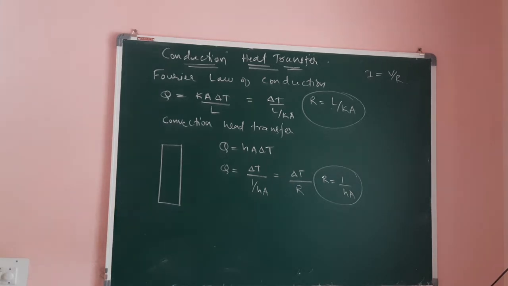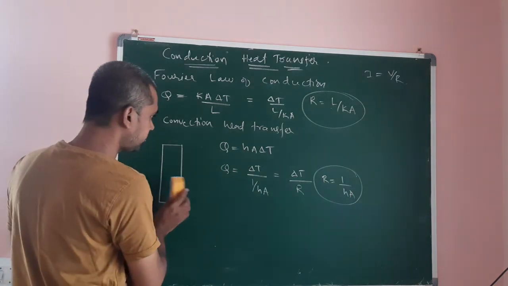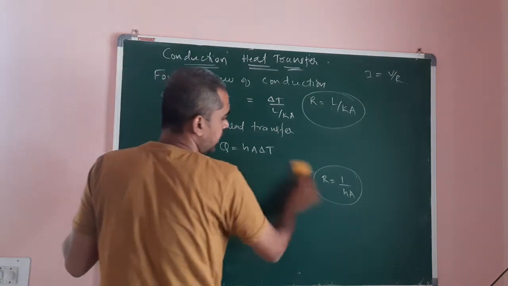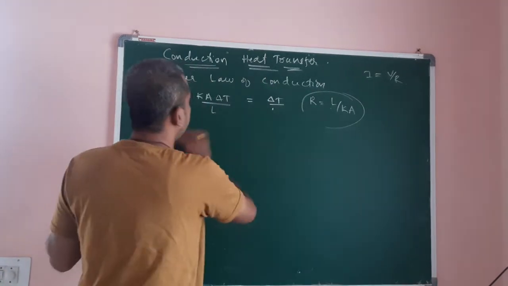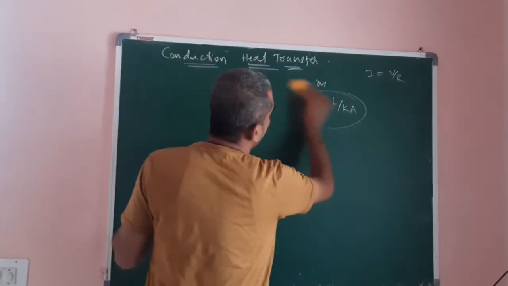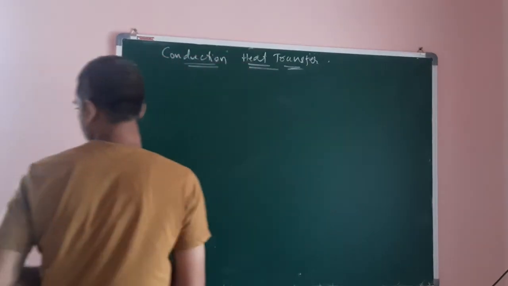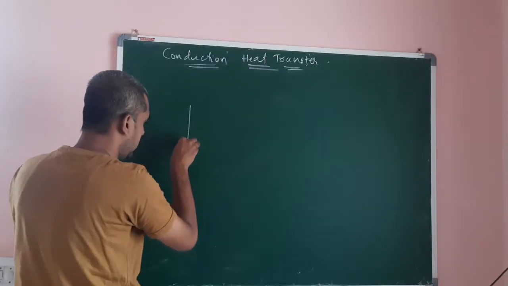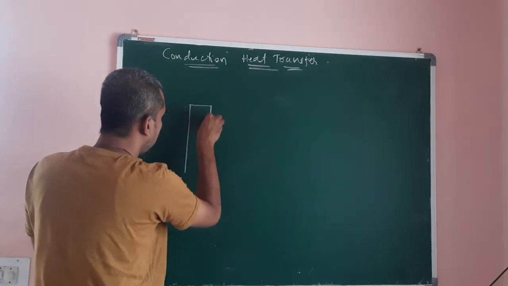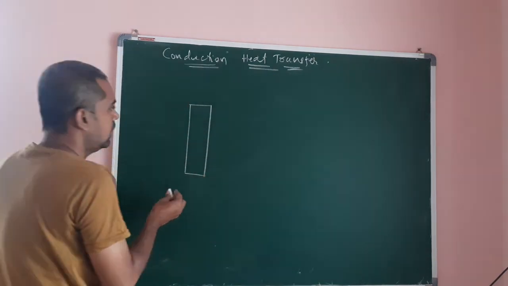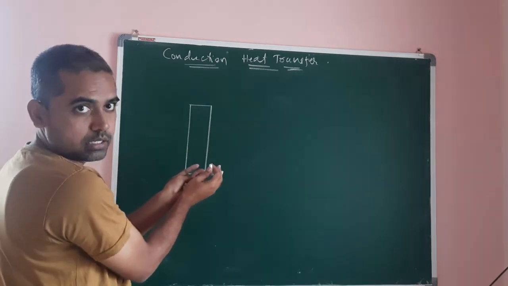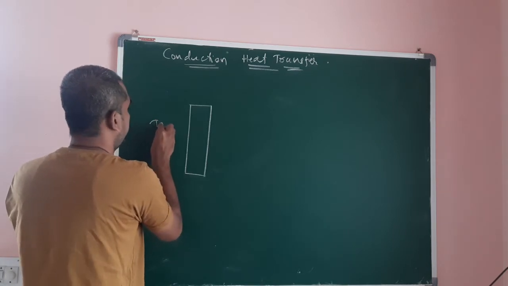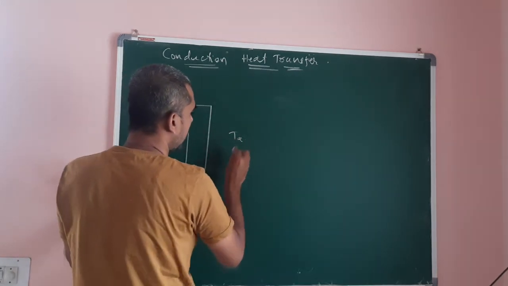Now, sometimes there will be both types of heat transfer, convection as well as conduction, and that we will discuss now. Say there is a block, or a wall of a furnace. Inside, it is at a higher temperature TH, and outside is ambient temperature.